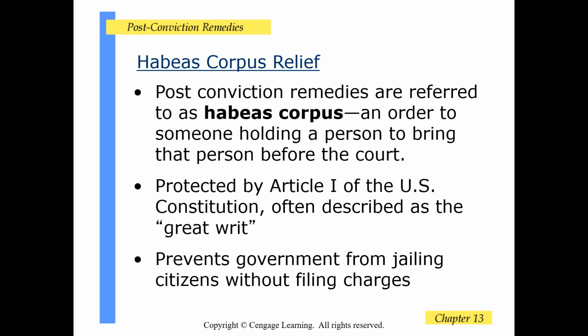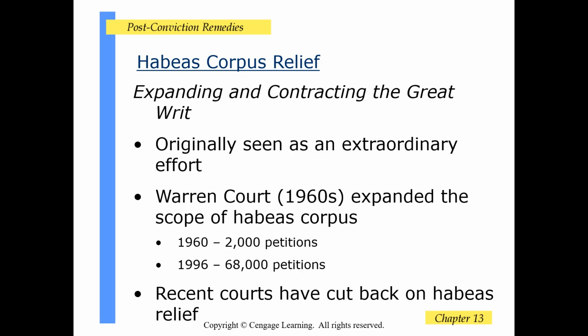Post-conviction remedies are referred to as habeas corpus, an order to someone holding a person to bring that person before the court. Protected by Article 1 of the United States Constitution, habeas corpus is often described as the Great Writ. It prevents governments from jailing citizens without filing charges. Expanding and contracting the Great Writ was originally seen as an extraordinary effort. Yet in the 1960s, the Warren Court expanded the scope of habeas corpus. Recent courts have cut back on habeas corpus relief.